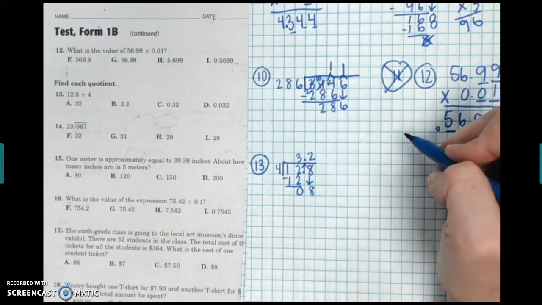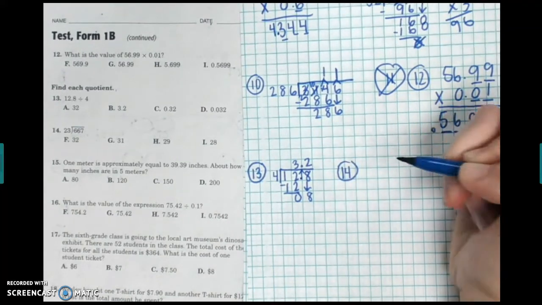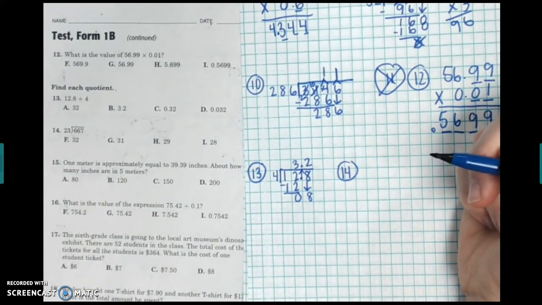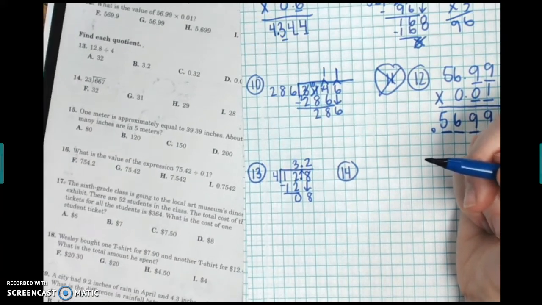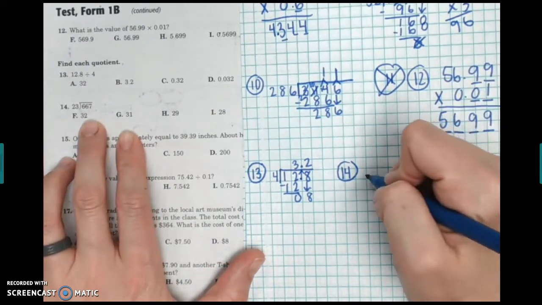Your test will be very similar to this tomorrow, except it will not be the same question. They'll be similar, but they won't be the exact same like your last one. This one, we have 667 divided by 23.